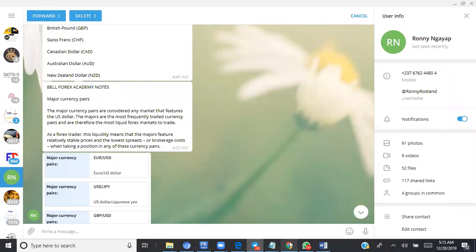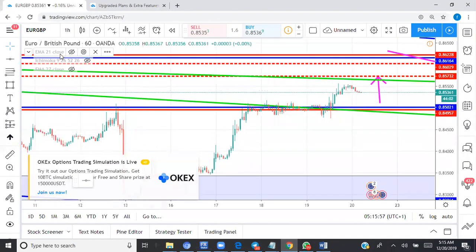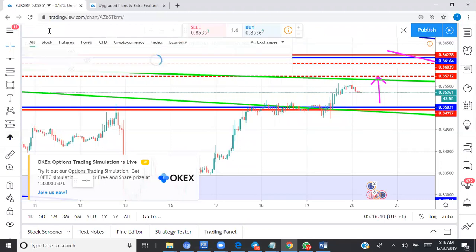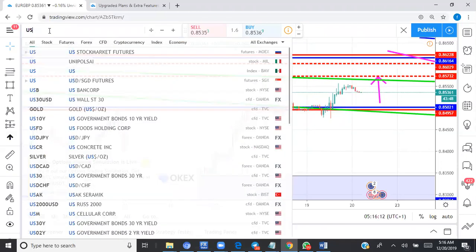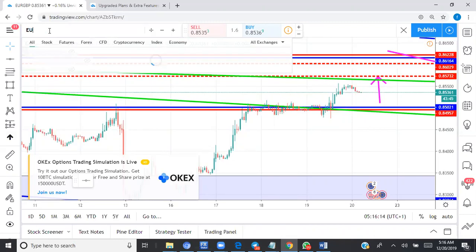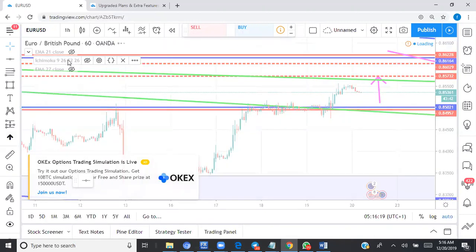Let's see if I can take you guys to TradingView and see. Okay, we have a spread here on euro GBP, which is a minor. Let's just look at US dollars, euro USD, and look at the spread and see what it tells us.